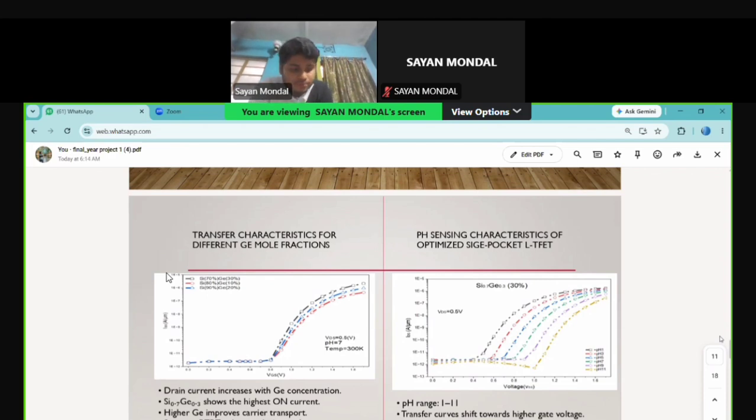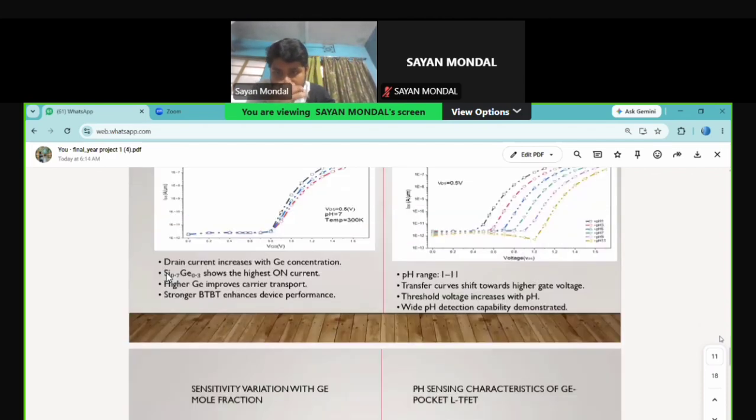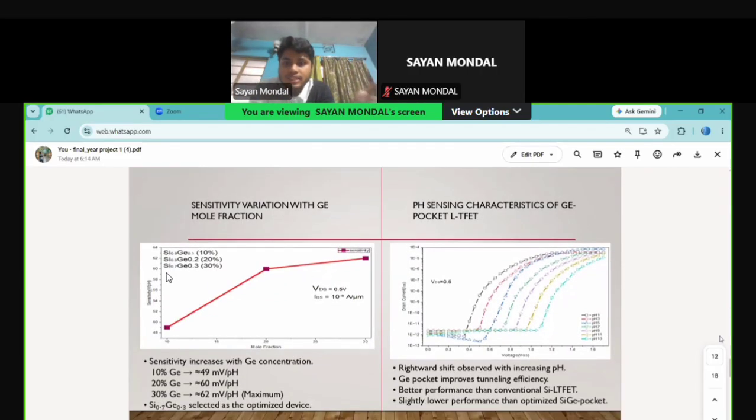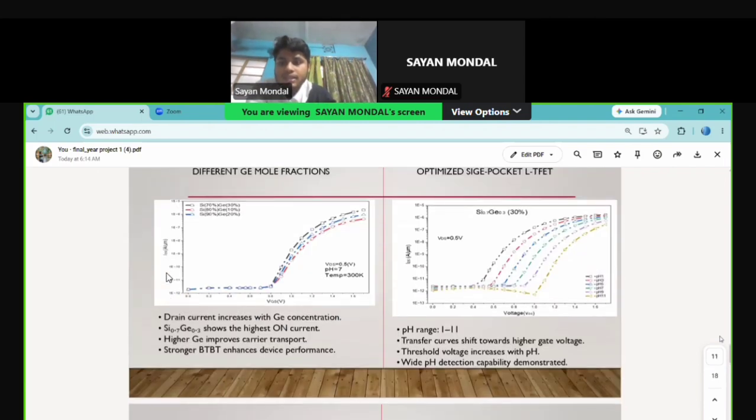After that is the sensitivity analysis. Next we analyzed the voltage sensitivity. The sensitivity was approximately 49 millivolt per pH for silicon 90 and germanium 10, 60 millivolt per pH for silicon 80 and germanium 20, and finally 62 for silicon 70 with germanium 30. This confirms that the higher germanium concentration enhances the tunneling probability, which results in greater current variation with pH and therefore higher sensitivity.